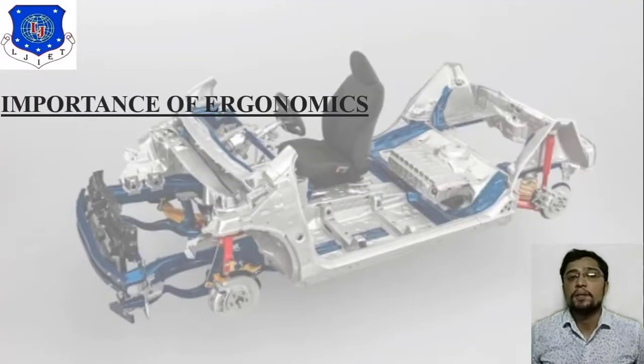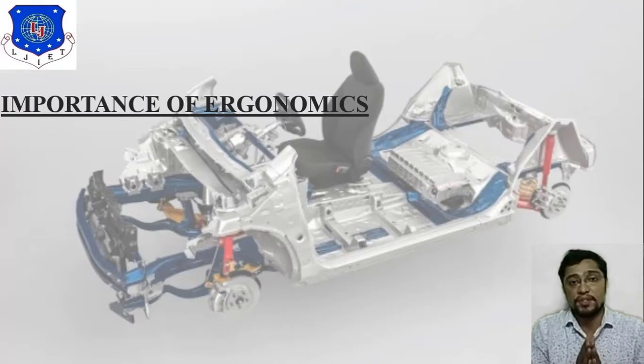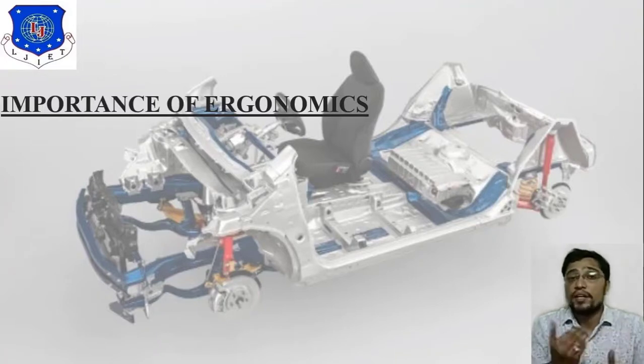The first and important point is the importance of ergonomics. So what is ergonomics? Ergonomics is related to safety, either active safety or passive safety. In an automobile, in the car body, we have covered two parameters: first, propulsion, and second, airbag. Both are related to ergonomics. So let's talk on that.